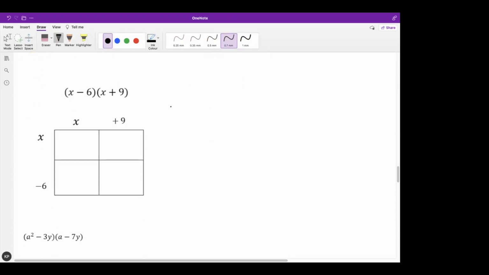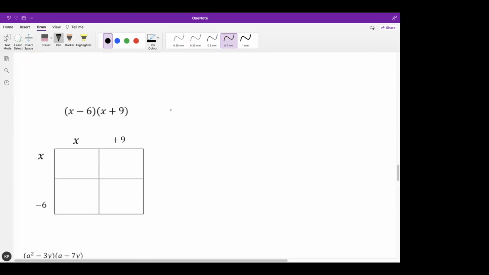Let's do another one with the block method before we move on to the FOIL and the claw and the smiley face and all of that. Once again, they filled in this block for us: x plus 9 and x minus 6. All of the numbers in your block must go with their sign. If you look carefully here, my 6 had a negative, which is why the 6 is negative. So you acquire the sign that you had in the brackets in the first place.